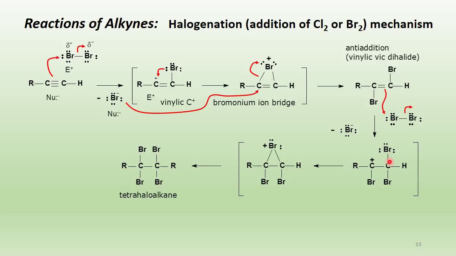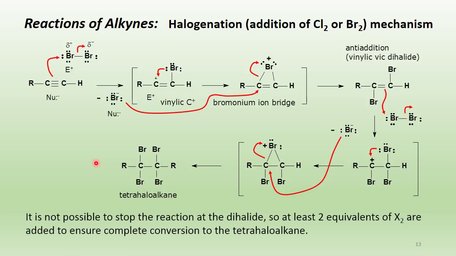An adjacent carbon has a bromine which can stabilize the intermediate through the formation of a bromonium ion bridge. And finally, the second bromide added must come in from the opposite side of the bridge, breaking the temporary bridge and producing the tetrahaloalkane. So if you see a tetrahalo product, keep in mind that the way to produce that is by double halogenation of an alkyne.